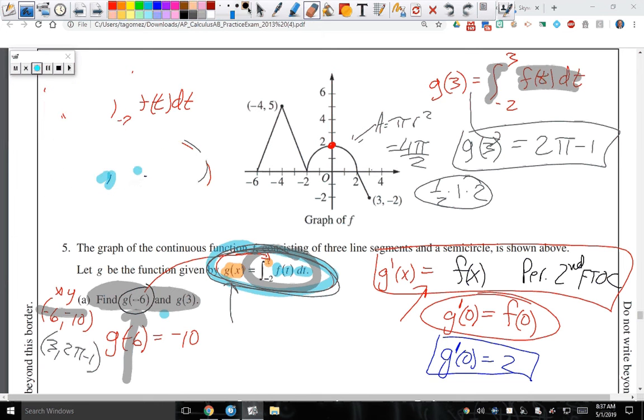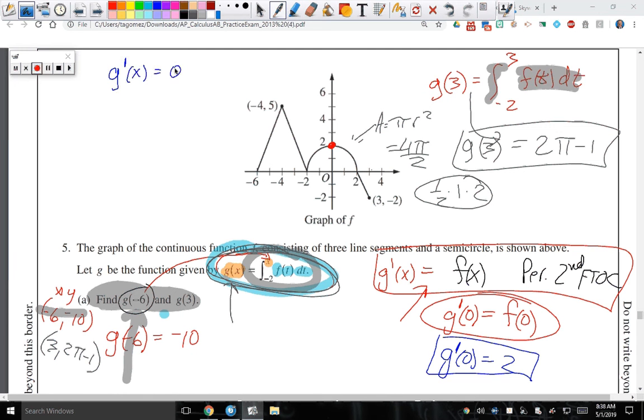Okay, so if we're looking at G and we're looking for a horizontal tangent, what are we saying? Yeah, so we're trying to find when G prime of x is equal to 0. That's what we're looking for.